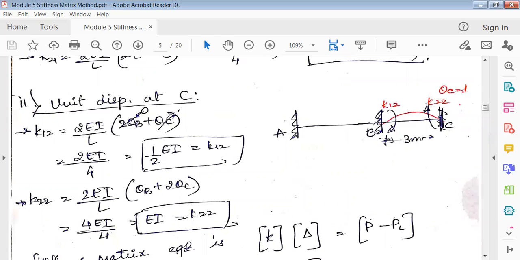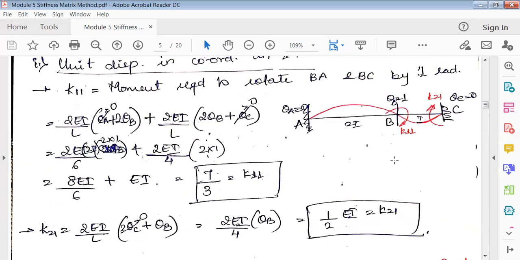So K12 is nothing but it is MBC. So MBC is equal to, only whatever is rotating in the deflected shape, only that you should consider. So here nothing is affected in BA. So you should not consider that. So it is BC only. So it is 2EI by L. Okay, 2EI by L. Then 2 times theta B plus theta C.